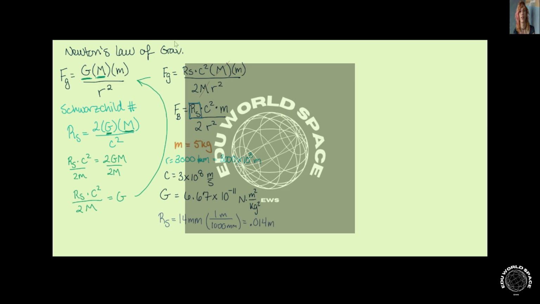So we plug this in up here. We have 0.014 meters, and that's going to multiply with our speed of light squared, so 3 times 10 to the 8th meters per second, and we're going to square that. That's also going to be multiplied by the mass of our object in question, so 5 kilograms, all over 2 times the distance between, so that'll be 3,000 kilometers, or 3,000 times 10 to the 3rd meters. And that'll end up to be our force of the black hole.